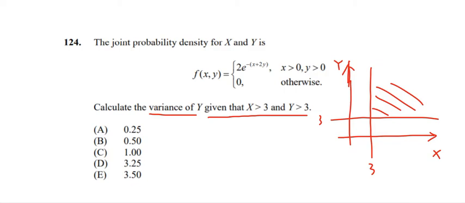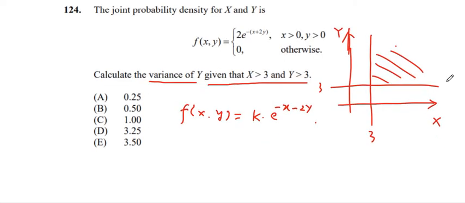So this density function, we can say there's a density function. The density function is actually just some number k times e to the negative x minus 2y. So in this case, make the integration equal 1. Okay. So what is the density function for y?